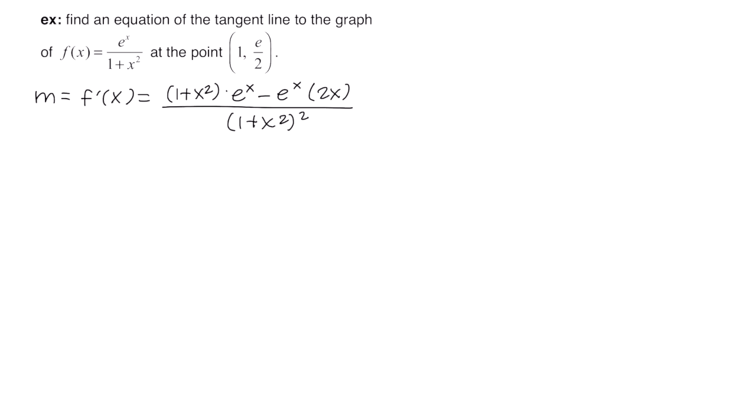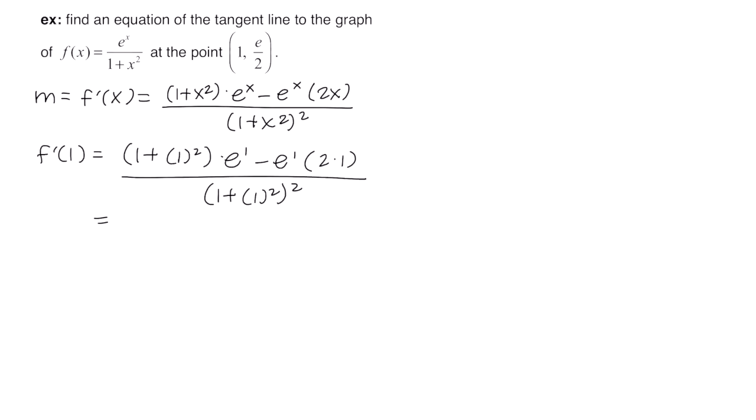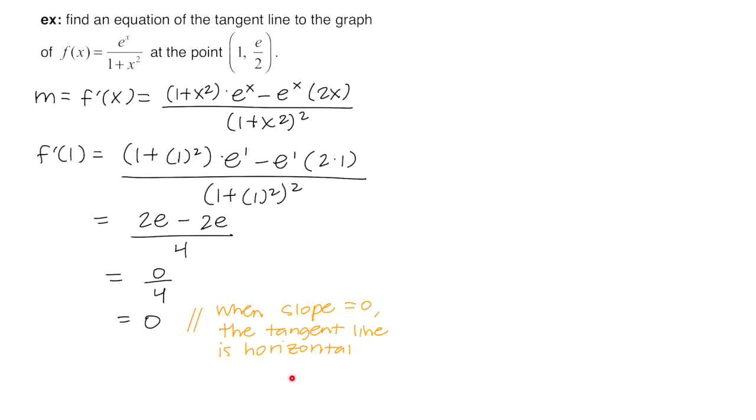Now we're going to take 1 and plug it in for x to find our slope. Okay, and next I'm just going to simplify. So we end up getting that slope equals 0. And I made a little note, when slope equals 0, that means the tangent line is horizontal. And so we're going to go back to this point. If your tangent line is horizontal at this point, that means the equation of the line is just going to be y equals, and then we use the y coordinate. So the equation of the tangent line to the graph of f at this point is going to be the horizontal line y equals e over 2.